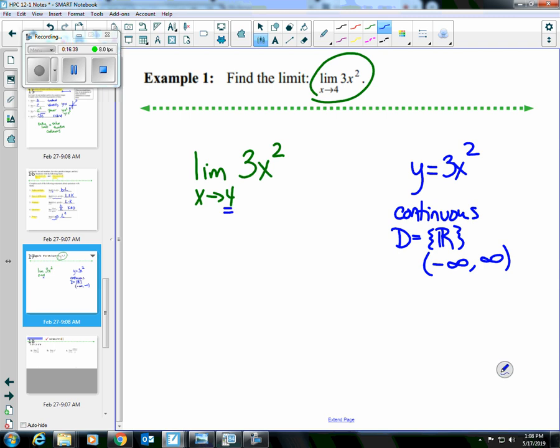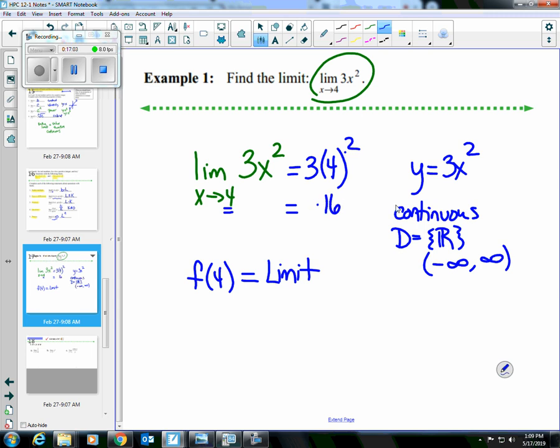What that tells me is to evaluate the limit, I can do direct substitution. So the value of the function at 4, so like f of 4, is going to be the same as the limit at x equals 4, or as it approaches x equals 4. So let's just do that direct substitution. So 4 squared, first of all, that'd be 16. And then times 3, which would be 48.